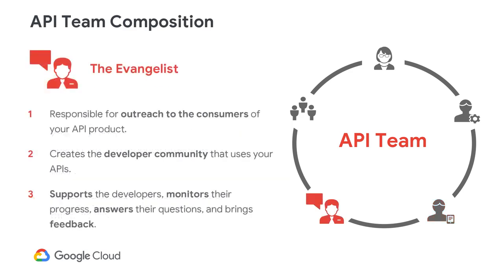The Evangelist is the mascot for the API program. They are responsible for not only outreaching to your API consumers, but also creating and nurturing a developer community. They can provide valuable feedback from the field, which can then directly impact the direction of the API program. A good evangelist will be critical in expanding the audience of your APIs, both within and outside of your organization.